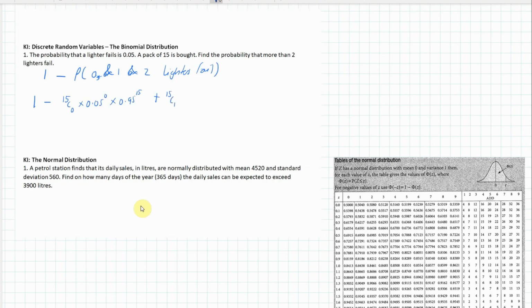There's 15 choose 1 options there, so 15, times the chance of failure, which is 0.05, so that's to the power of 1, and then times 0.95, so the other 14 don't fail, and then we should have a bracket there. 15 choose 2 lighters failing, times 0.05 to the power of 2, times 0.95 to the power of 13, and then we just chuck this into the old calc, and when I did this earlier I get 0.0362 to 3 significant figures.